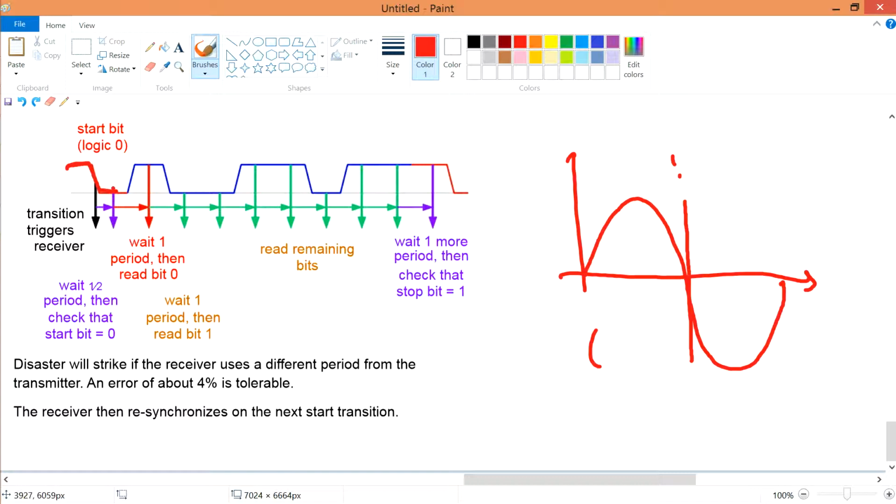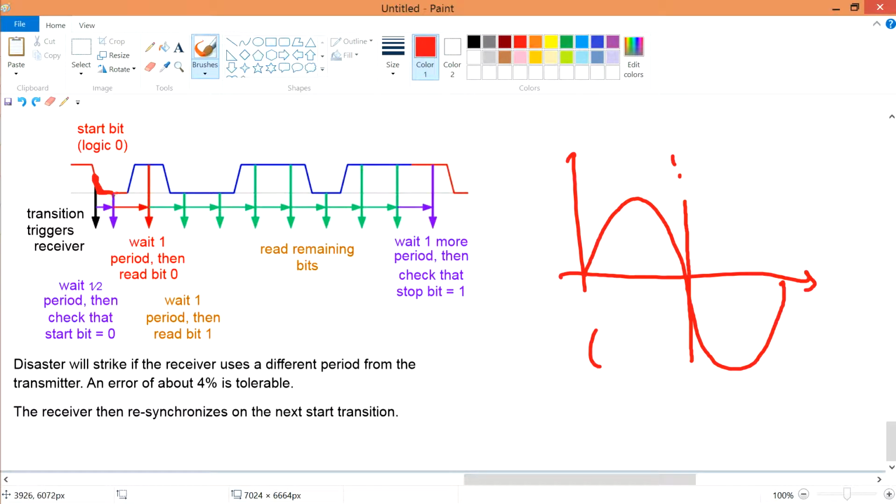So over at this side it is telling us that you wait half a period and then check that the start bit is equal to 0. So over here you check whether this is the start bit. At this particular point, this line to here is half of the period. So you check whether the start bit is equal to 0.